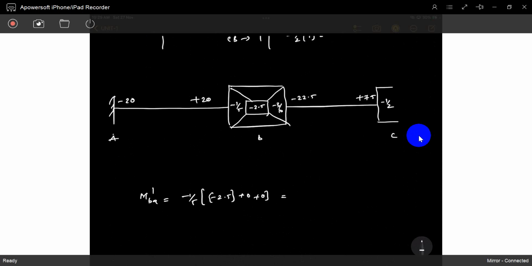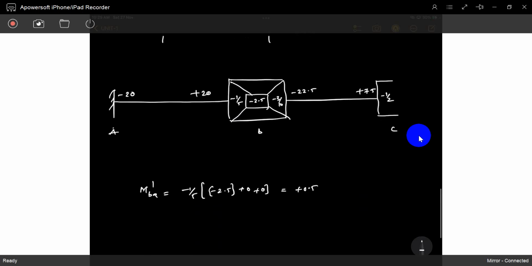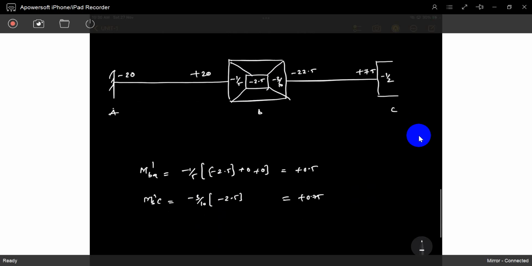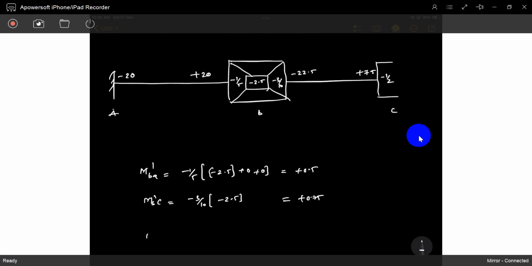So what is that value? 5 is 0.5. It's okay, 0.5. MBC same. Minus 3 by 10, 2.5. Far end from A to C, 0. So what is that value? 2.5 multiply with 3, so 7.5. No, 0.75. Okay. So now from the C joint, go to C joint CB.